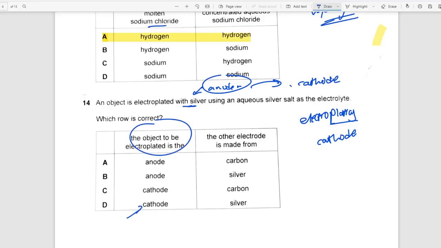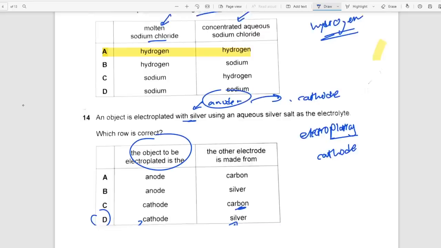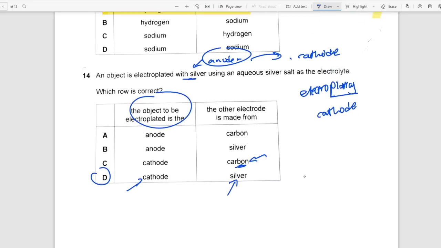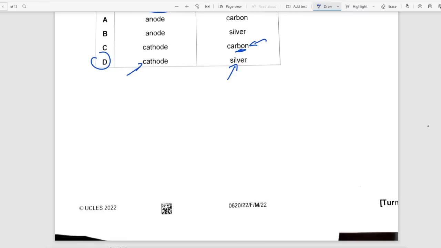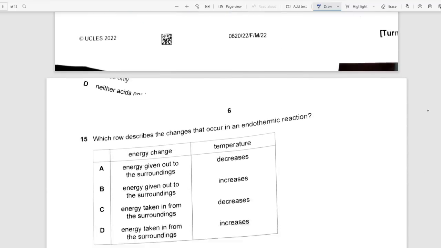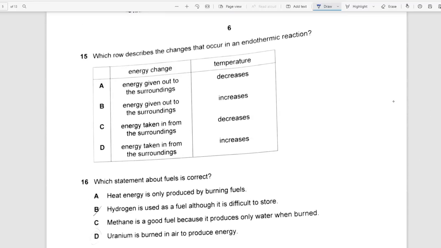It's always cathode, and the electrode should be made up of silver. It can't be carbon. Where is carbon coming from? Maybe some people can be confused because of the other electrolysis, but it's actually silver, because it is electroplating, not the normal electrolysis, isn't it? The next question, which row describes the changes that occur in an endothermic reaction?